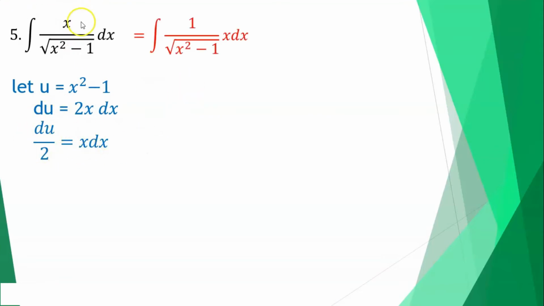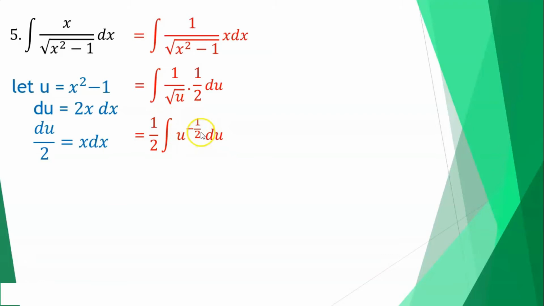So rewriting the original equation, this is the integral of 1 over the square root of x squared minus 1, times x dx. By substituting, this would become the integral of 1 over the square root of u, times our x dx, which would be 1/2 du. So we can rewrite this as 1/2 the integral of u to the power of negative 1/2 du.